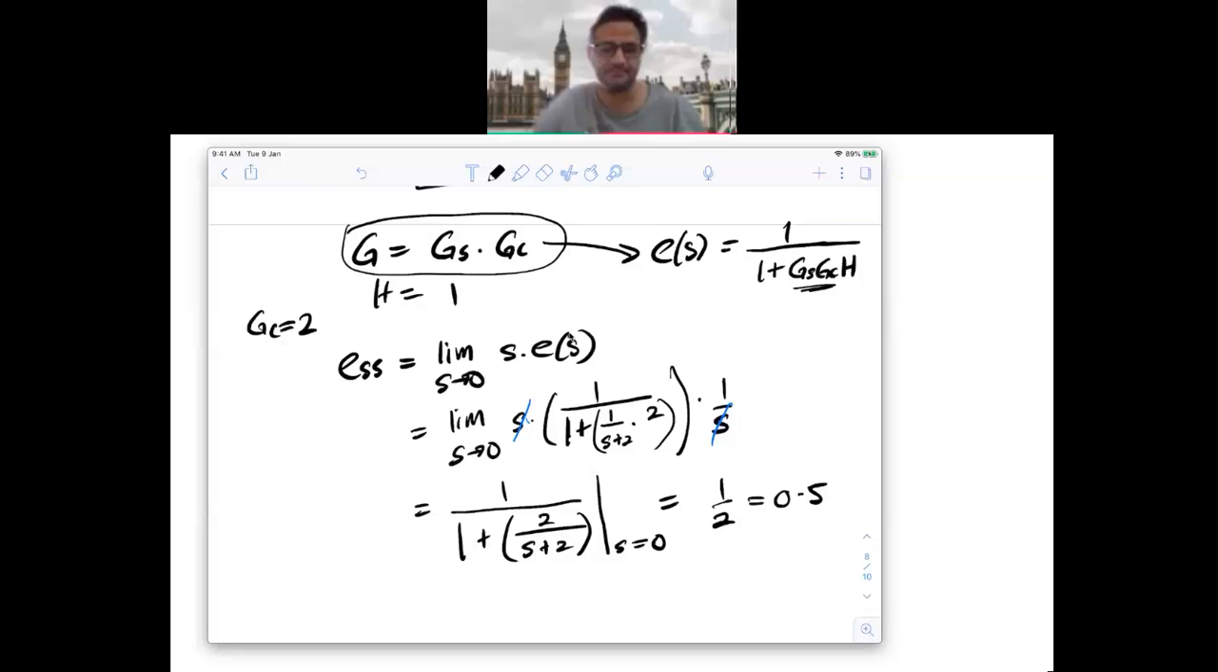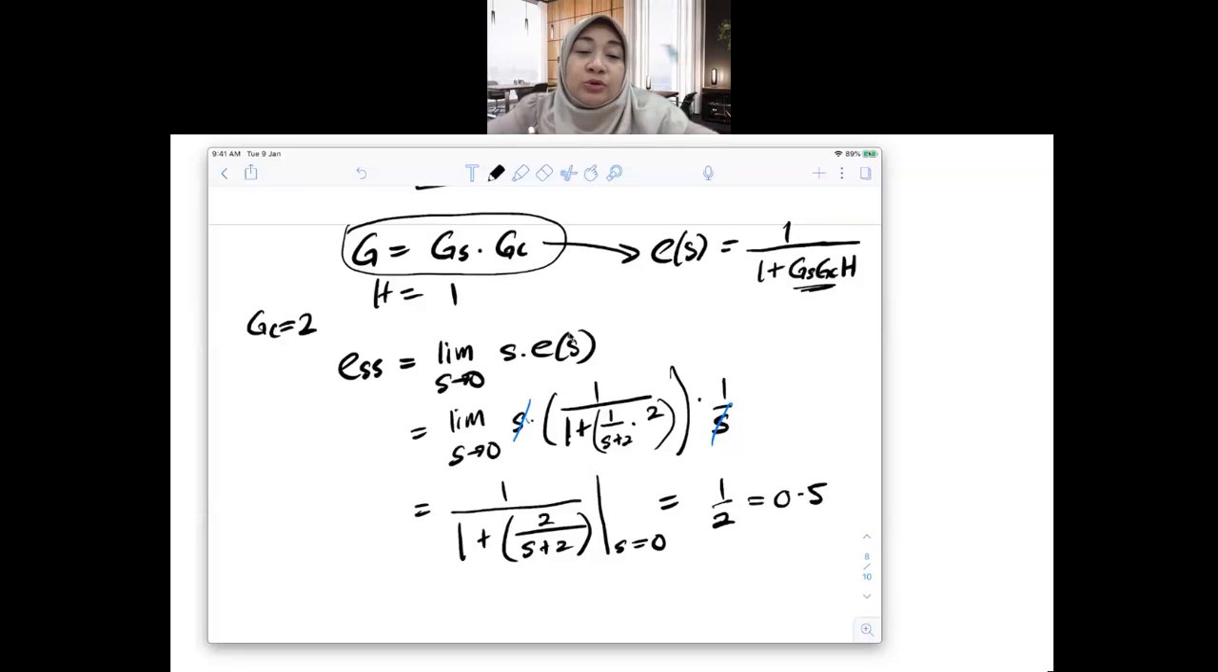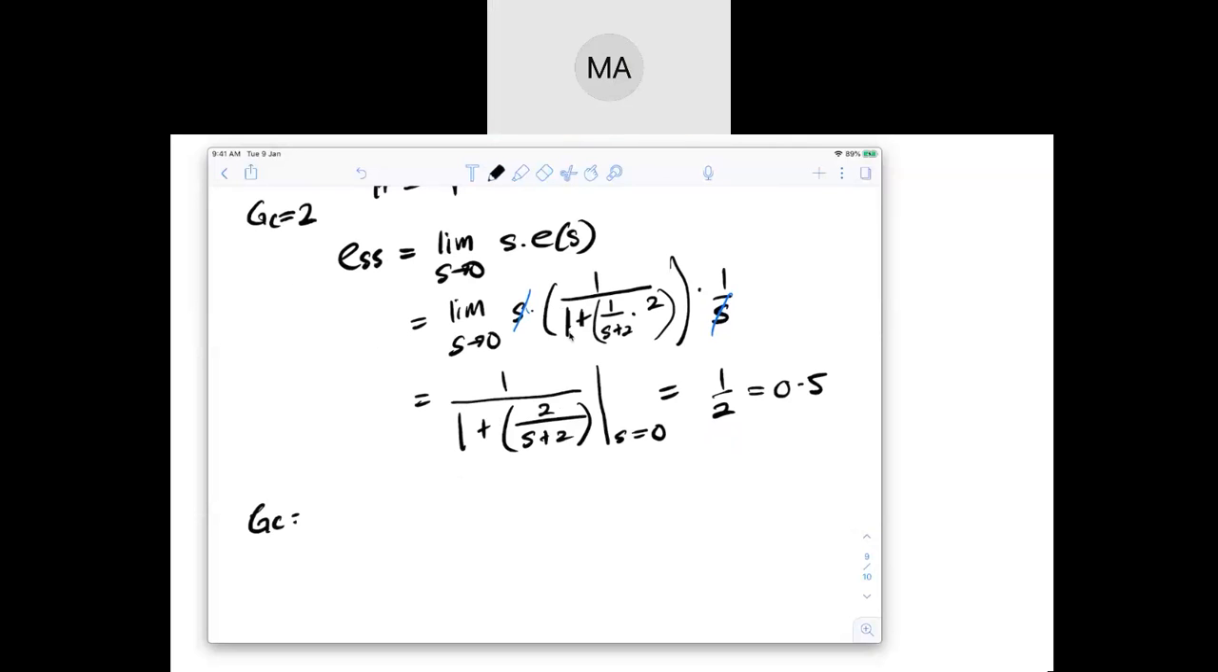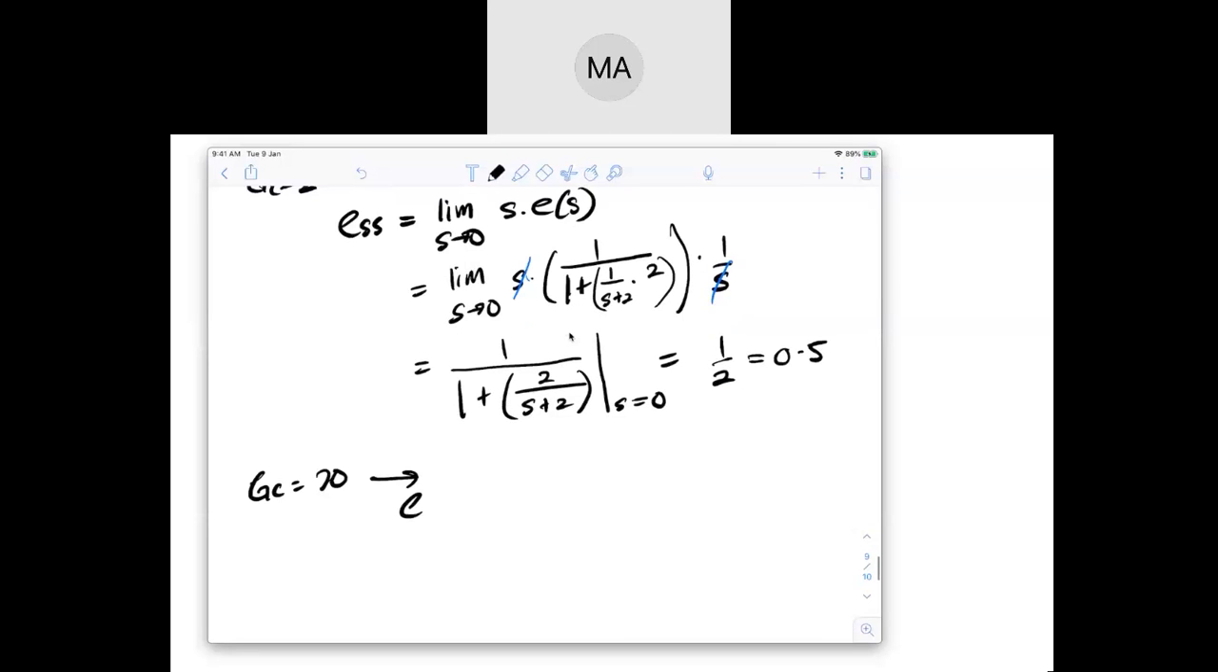What if I have a bigger controller? Let's say my GC is not 2, it's 20. Do you think it's going to be better? Yes, better. It's much better, isn't it? If I have GC equal to 20, then my system will have ESS equal to the limit. Let me just take that.